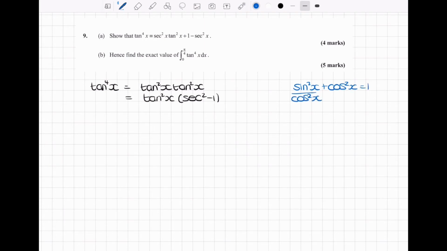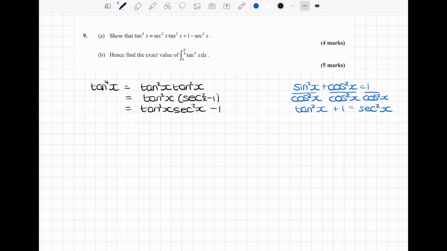The identity that links them comes from sine squared plus cos squared equals 1. If I divide all of that by cos squared, I get tan squared plus 1 equals sec squared. So if we rearrange that for tan squared, I'll sub that in and expand it all.